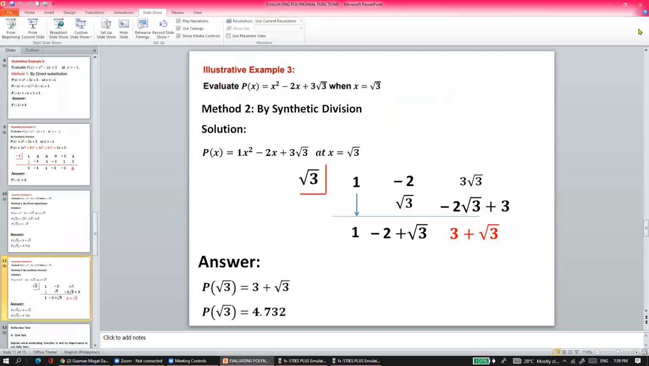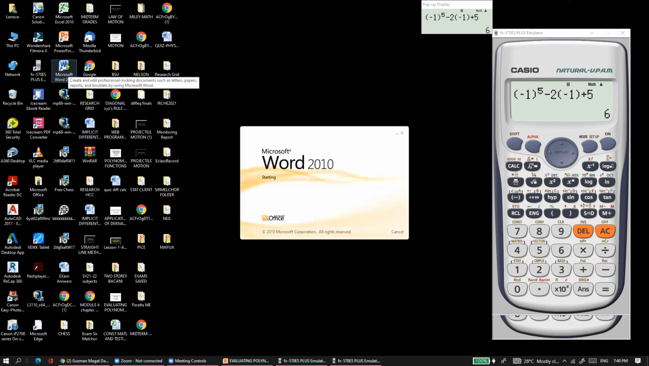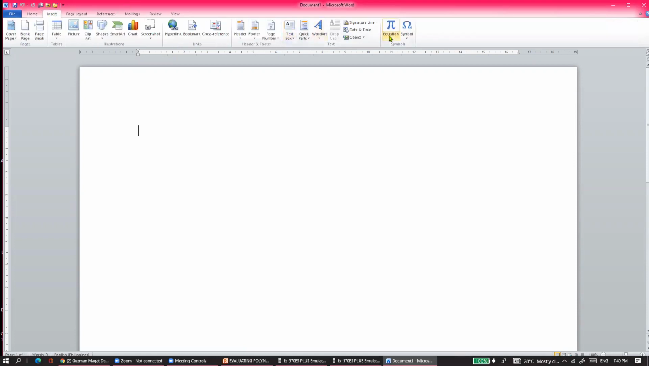Mag-open ako ng Word. Okay. Look at it. I will be giving you another example, but this time in the PowerPoint. Ako mismo magta-type. Tingnan mo lang yung gagawin kong equation, anak, no? Para mas maging klaro sa iyo. Ipapakita ko na yung example na ibibigay ko and then accompanied by a calculator. Halimbawa, ito yung example. Ako na lang mag-create. So, insert ko muna. Huwag ka lang maiinip, anak, para mas maintindihan mo lang yung lesson natin.